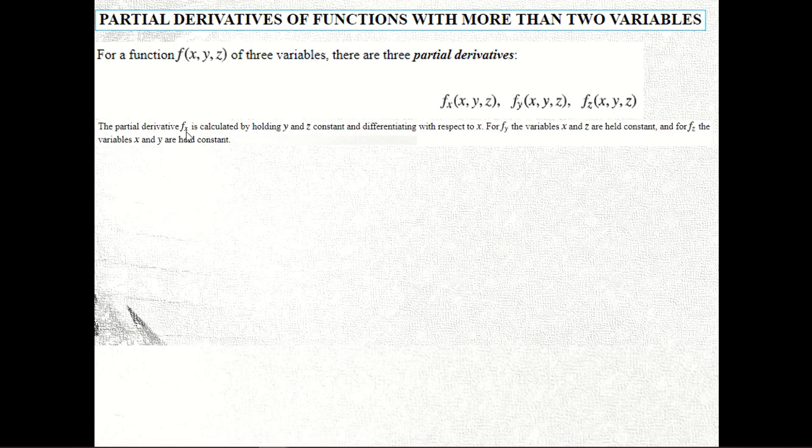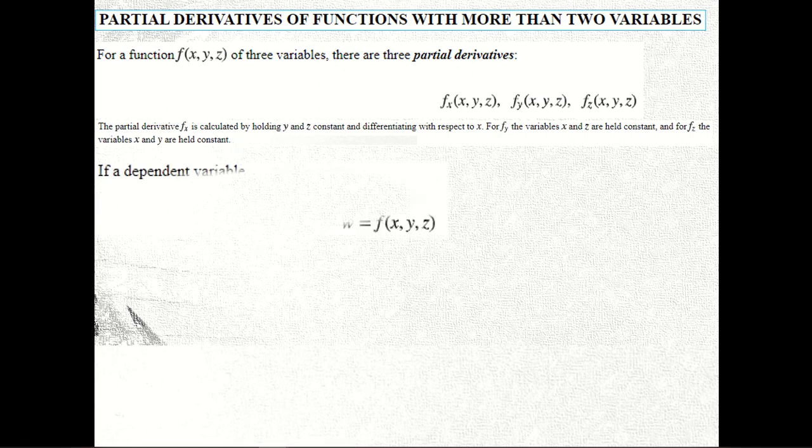The partial derivative f sub x is calculated by holding y and z constant and differentiating with respect to x. For the partial derivative of the given function with respect to y, the values of x and z are held constant, and for f sub z, the variables x and y are held constant.